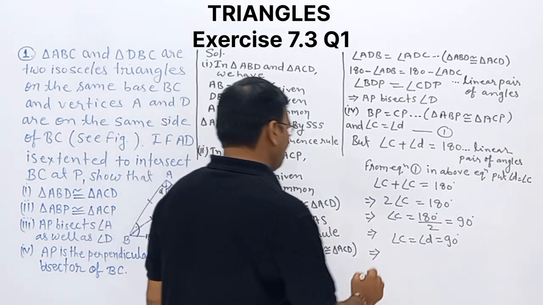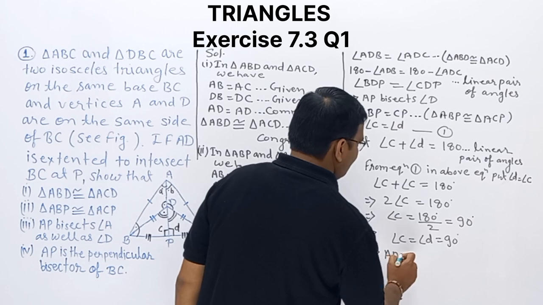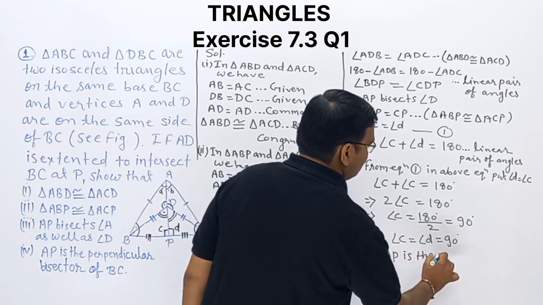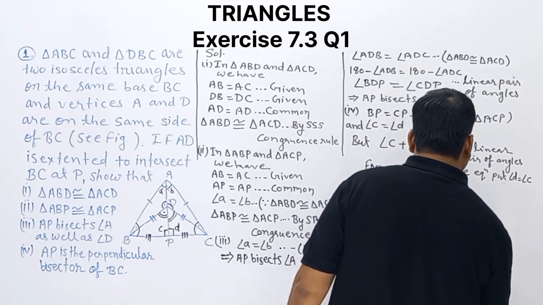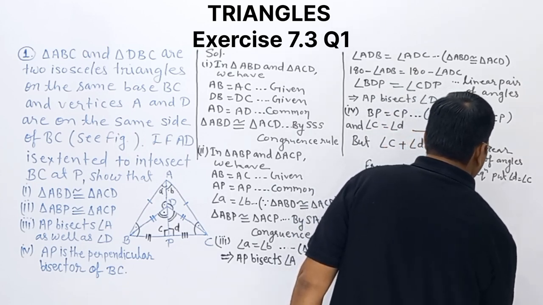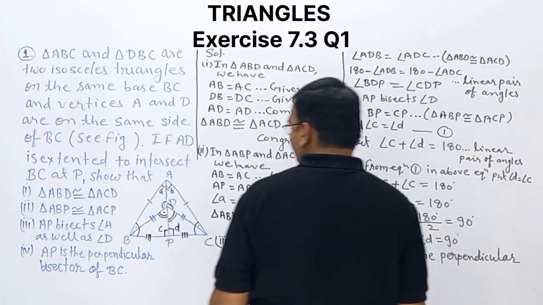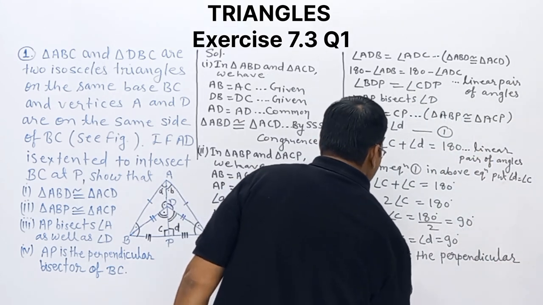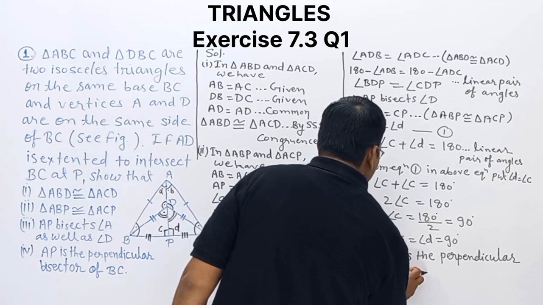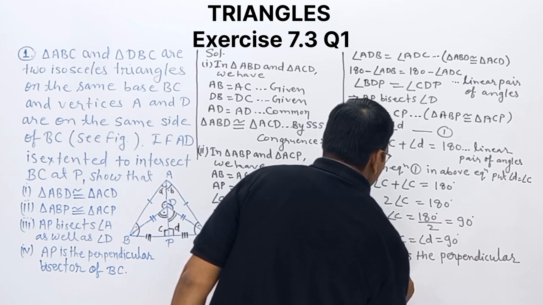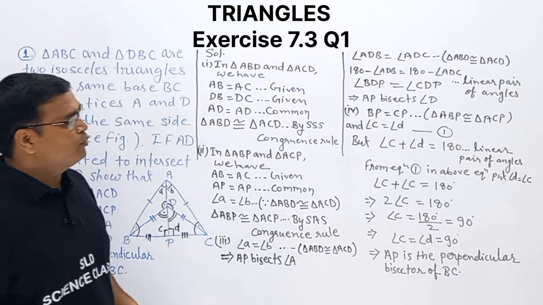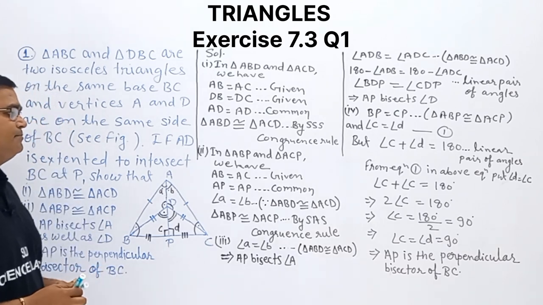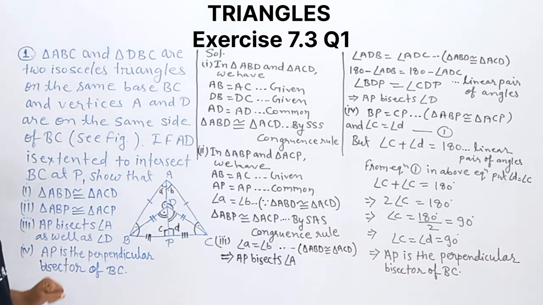AP is the perpendicular bisector of BC. We proved this one. Question number 4.